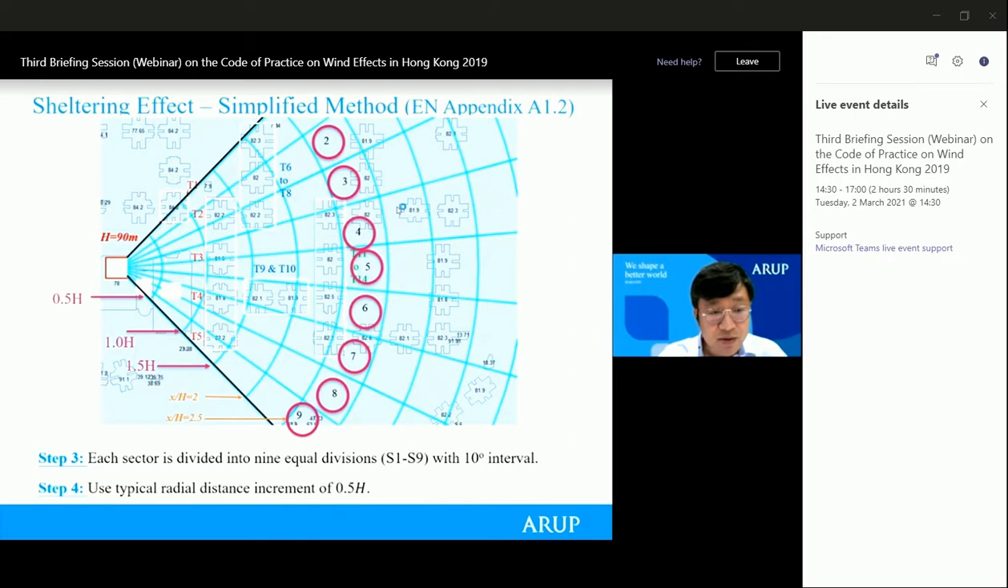And then in the radial direction, for easier reference, we further draw some marks. The interval is selected as 0.5 H, where H is the set building height. This makes it easy for us to do any quick calculation. So we can see the marks are at 0.5 H, 1, 1.5, 2, and 2.5 H.